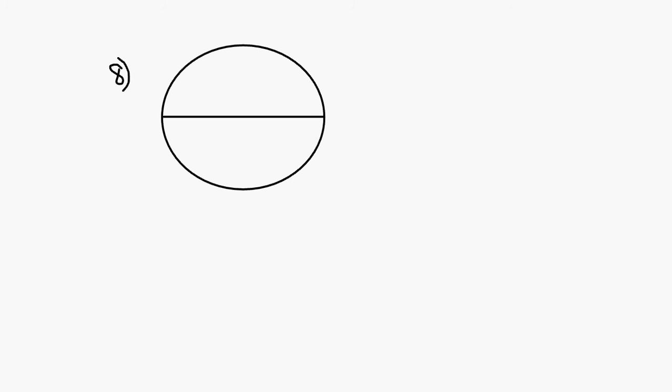Number 8. In number 8, you're asked to find the area again. This time you're given the diameter, which is 5.1. Area is equal to pi times radius squared. And the radius is equal to the diameter divided by 2. So in this case, the radius, which is this dimension, is 5.1 divided by 2, which is 2.55.